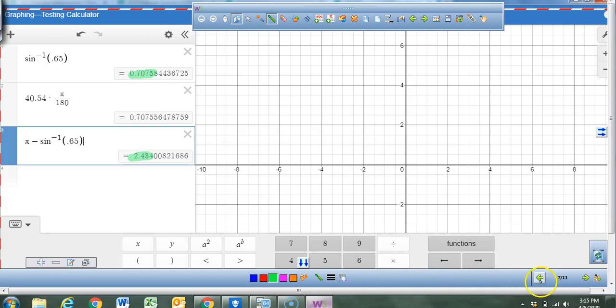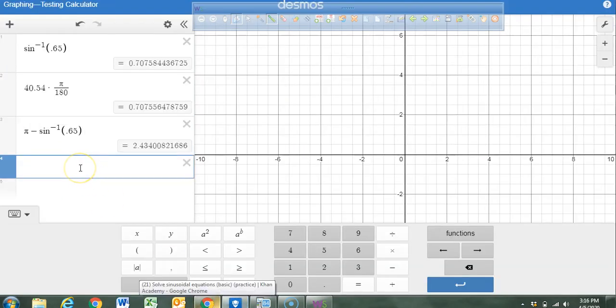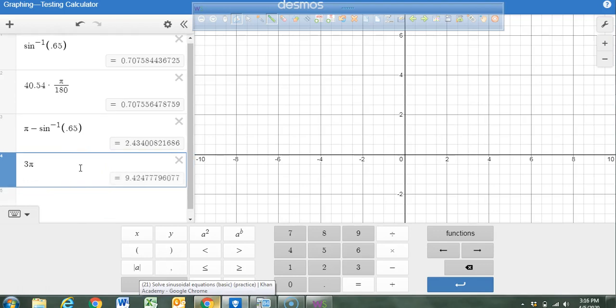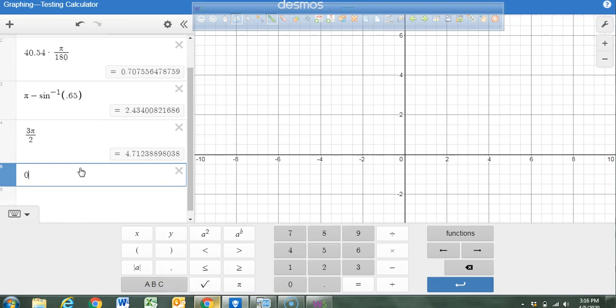So let's go back to our problem real quick. We need to convert 3 pi over 2 and 9 pi over 2 into decimal form. Let's see what those are. 3 pi over 2 and 9 pi over 2. Let's go over here, type in 3 pi divided by 2, and then I'll type in 9 pi.